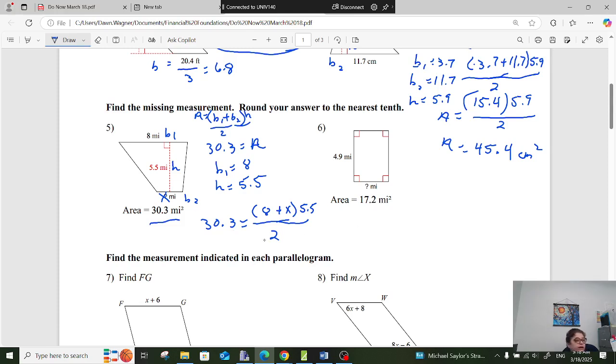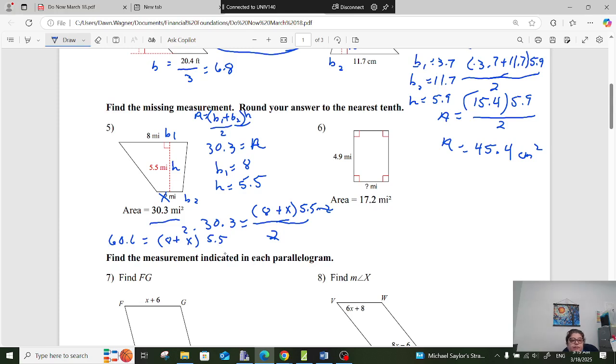I could clear the fraction by multiplying by 2 on each side. Everybody agree with that? I could either set it up as cross multiplication, or I could just say, if I times 2 on each side, that clears the fraction. What is 30.3 times 2? 60.6 now is equal to 8 plus x times 5.5.